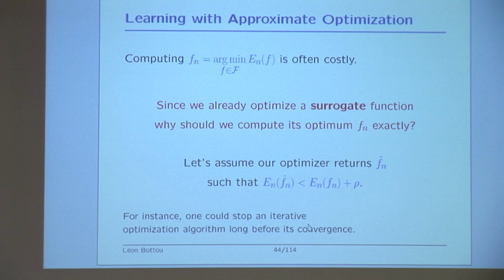So one way to do it is to be extremely simple and to say, well, our problem is to compute the minimum of the empirical error, and this is costly. Since the empirical error is a surrogate function, well, why do we need to compute its optimum exactly? It's already the wrong function to start with. So we're going to assume that we have some kind of approximate optimizer that returns some f tilde n, which is within rho of the optimum. And rho is a parameter that we're going to adjust. For instance, if you have an iterative algorithm, you could decide to stop it early and save computational time at the expense of accuracy.